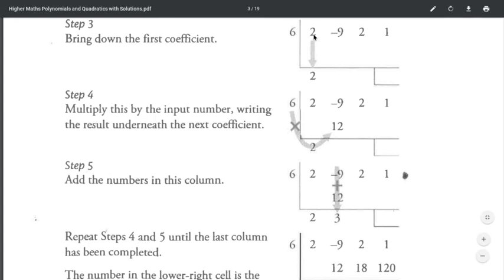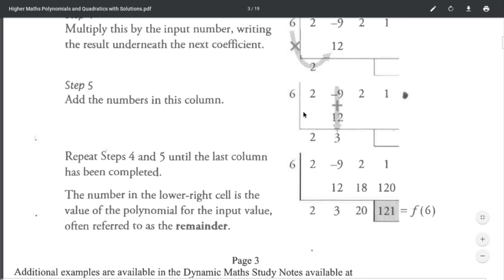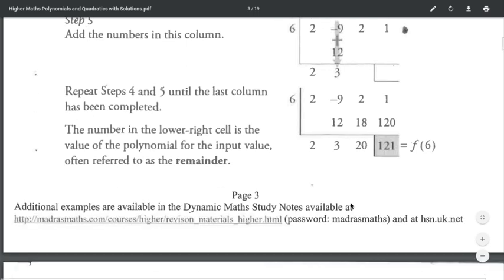So bring down the first coefficient, so the 2 comes down, and we multiply by that front number. So 2 sixes are 12, and we put that 12 in the next column. And then we add these two terms together, which gives 3. Then after that, we're going to do 3 multiplied by 6, which is 18. So that goes in there. 2 plus 18 is 20. Multiply by the front number again. 20 multiplied by 6 is 120. And then add these together, and we get 121.